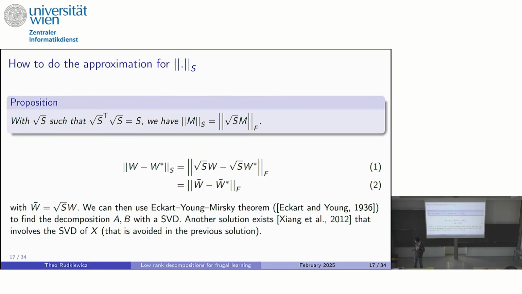And so there is another solution to this problem that involves different computation, and in particular that involves the SVD of the input data X directly. And we chose to avoid this because in our case we could have a lot of data, and so we could compute the covariance matrix and then do SVD on a small matrix. In practice, it's more efficient.